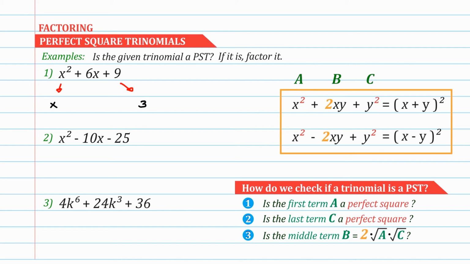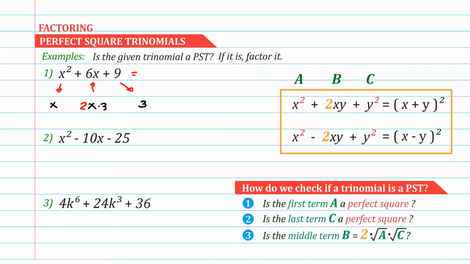Is the middle term b equal to twice the square root of a multiplied by the square root of c? Meaning, ito ba equal sa double ng square root nito, which is x, and square root nito, which is 3? Check natin. What's 2 times x? 2x times 3, 6x. 6x. Therefore, this is also true. Finally, we know this is true, this is true, this is true. Tama lahat ng sagot doon. Therefore, it's a PST. But we're not yet done.